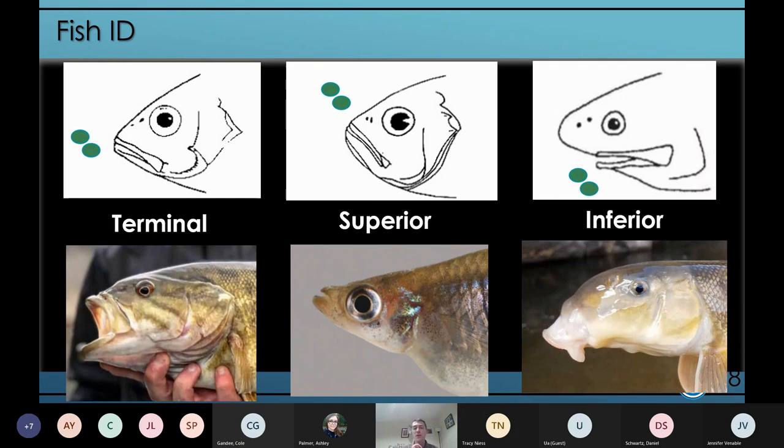Other fish with a superior mouth style are ambush predators. They'll come up from the bottom and snap up things that are living above them. And then there's the inferior type mouth. That is a picture of a white sucker again. Those are fish that live on the bottom.